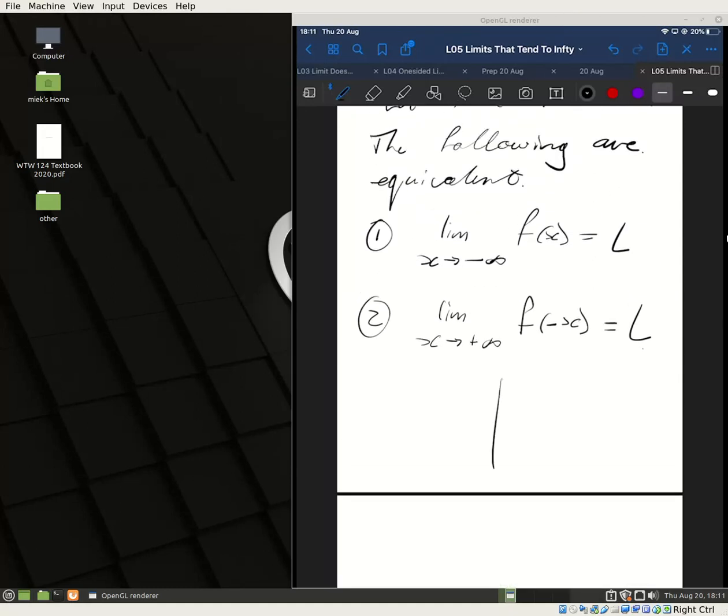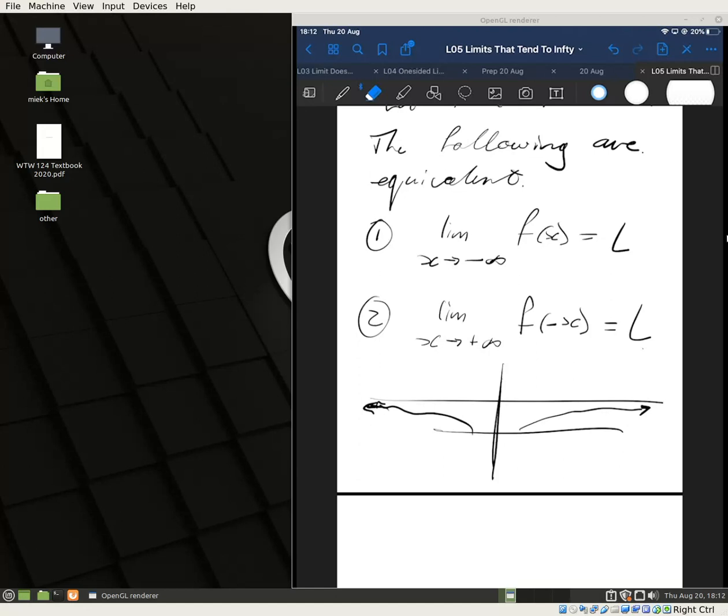And this has the effect of, let's say you're looking at a function that tends to L as x tends to minus infinity. If you reflect everything around the y-axis, then of course the reflected function will tend to L as well as x tends to plus infinity. So that is the idea.